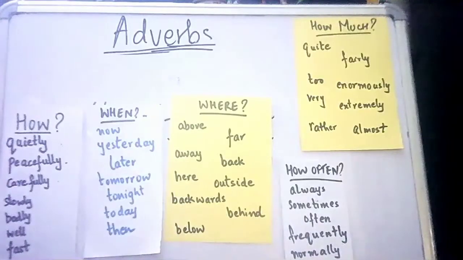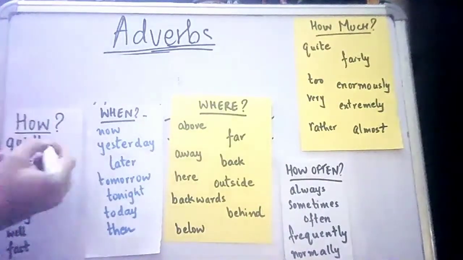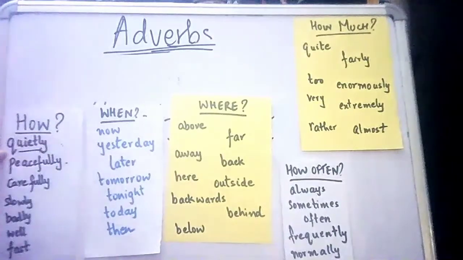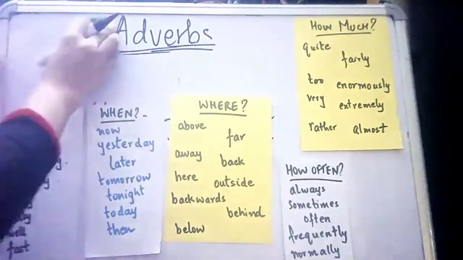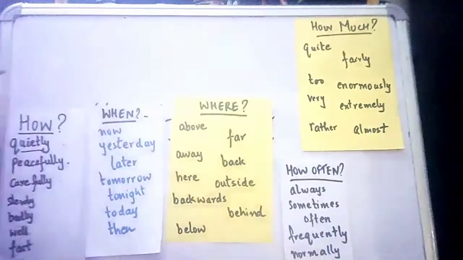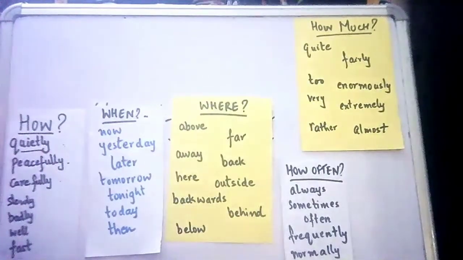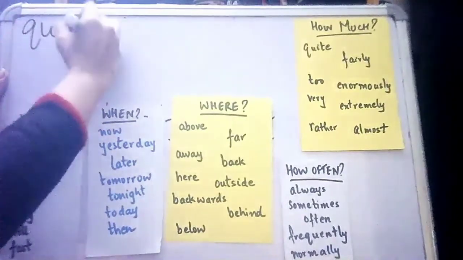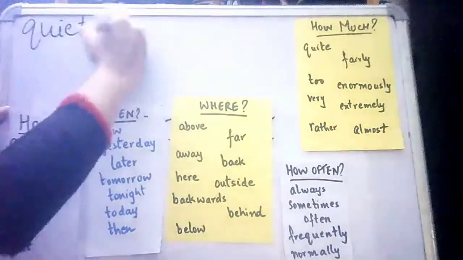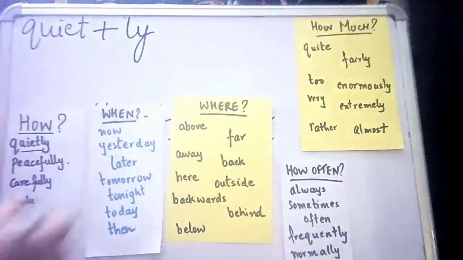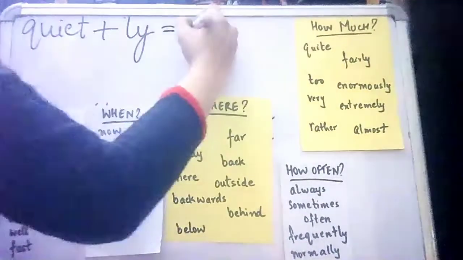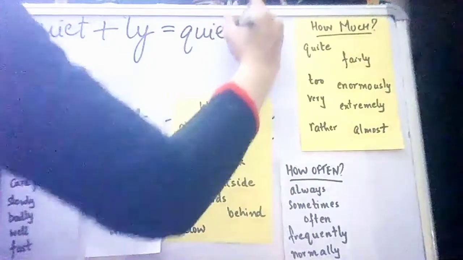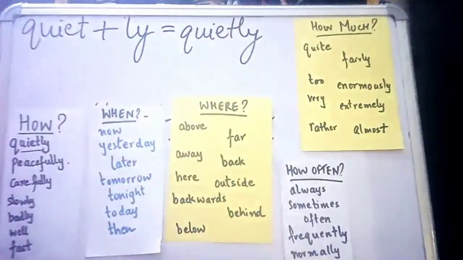Now we look into another thing. How do we form adverbs? Like the first example we'll take, it is quietly. Now if we divide this into two parts, quiet is an adjective, and if I add ly to it, it becomes quietly.